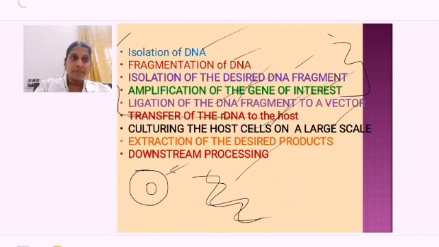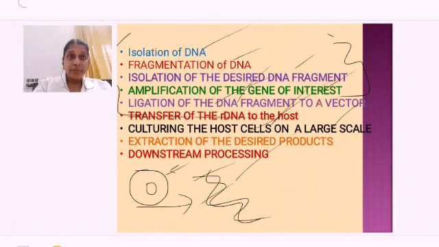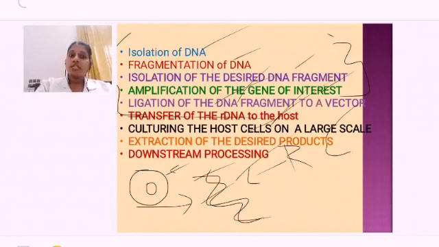Isolation of DNA. After taking this DNA out from this cell, what am I going to do? I am going to cut this DNA into different fragments, isn't it? For that, as I have told you already, I will add what? Restriction enzyme. This restriction enzyme will cut the DNA at specific locations and cut fragments will be created. That process we call as what? Fragmentation. Then isolation of the desired DNA fragment.